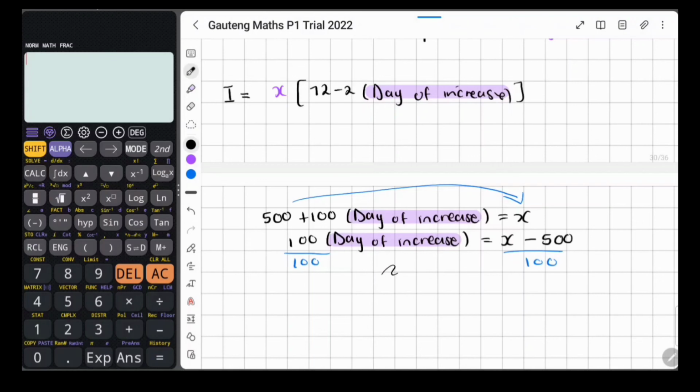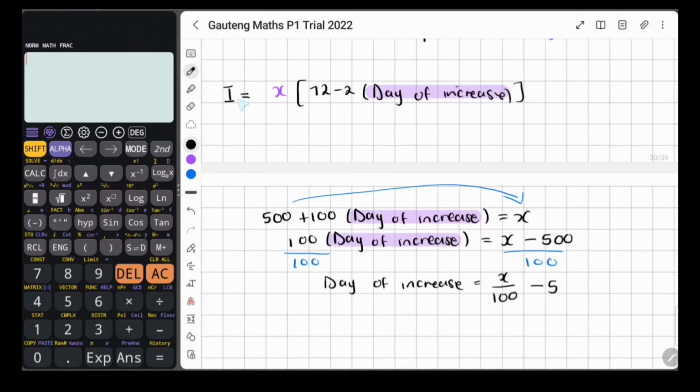And what we're going to get is that the day of increase will be equal to, I'm going to split this formula by saying x divided by 100. That's just x over 100. And then negative 500 divided by 100, and that will be negative 5. So that would be the formula for the day of increase.